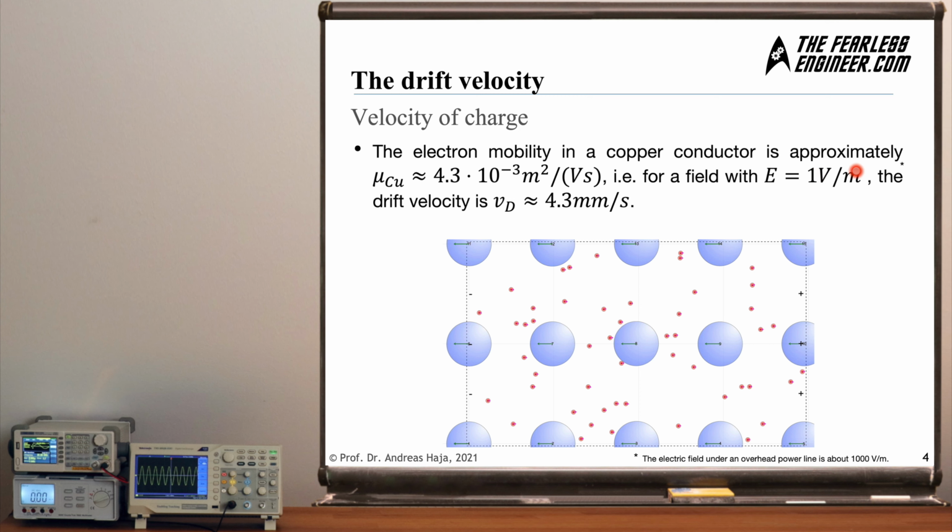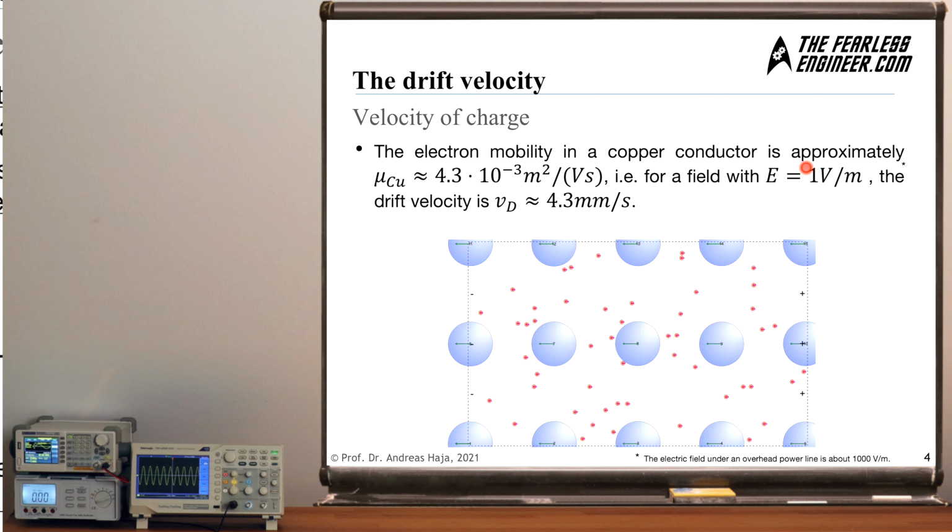And in order to give you an understanding of the magnitude of this electric field here, which is 1 volt per meter, you might want to consider an overhead power line, and if you stand directly below this power line, you will encounter an electric field of about 1000 volts per meter. So it's really a small electric field which permeates this copper cable.